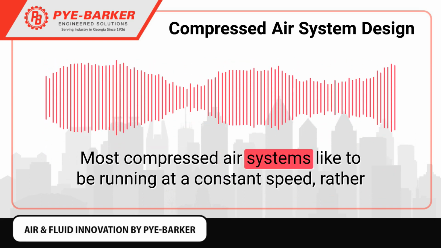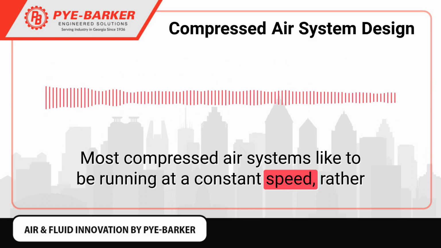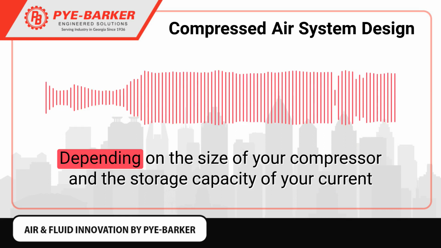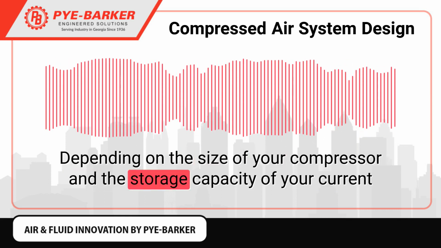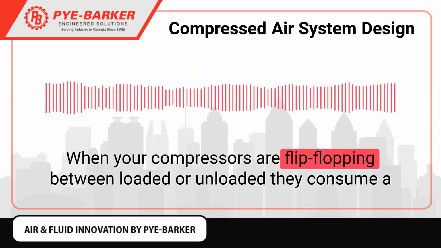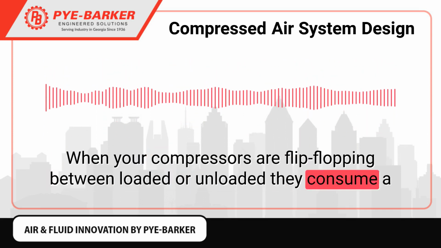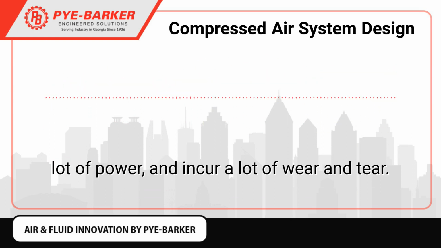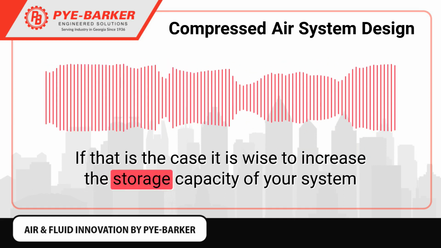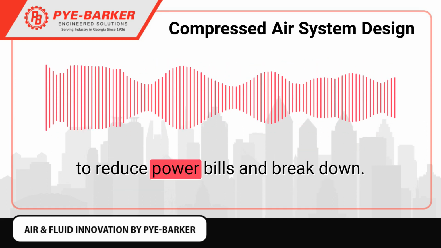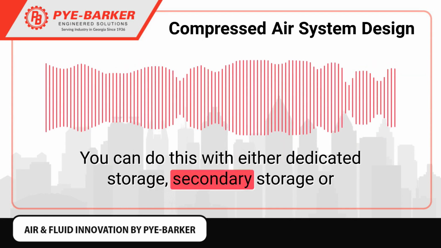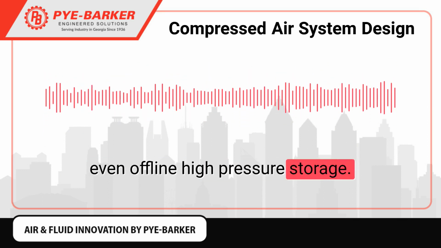Invest in storage. Most compressed air systems like to be running at a constant speed, rather than whipsawing between full load and unloaded every couple of minutes. Depending on the size of your compressor and the storage capacity of your current system, this may not be possible. When your compressors are flip-flopping between loaded or unloaded, they consume a lot of power and incur a lot of wear and tear. If that is the case, it is wise to increase the storage capacity of your system to reduce power bills and breakdowns. You can do this with either dedicated storage, secondary storage, or even offline high-pressure storage.